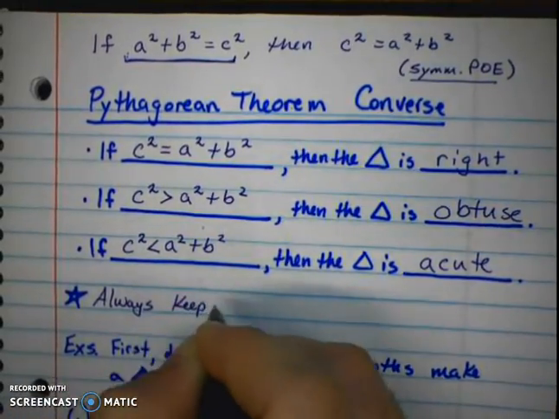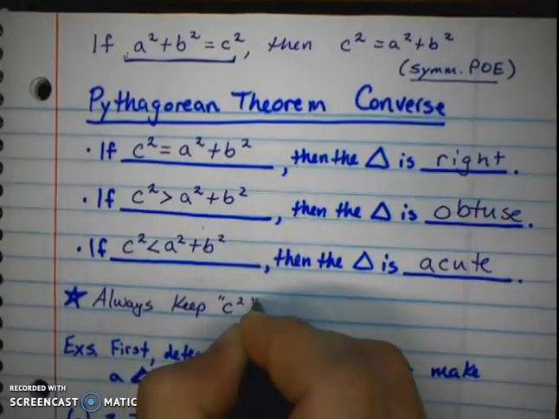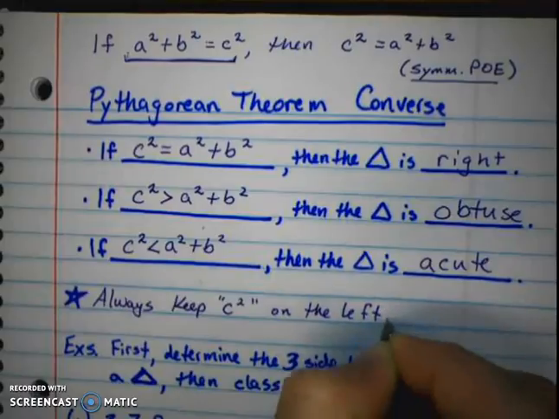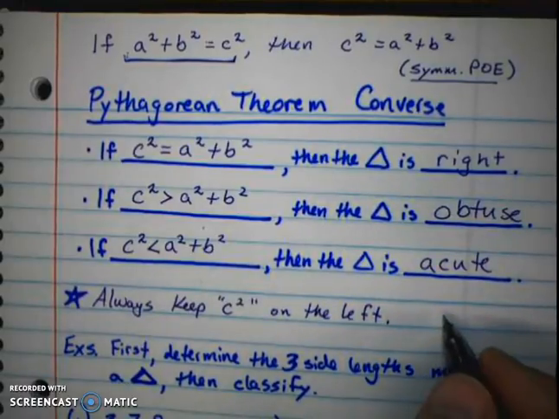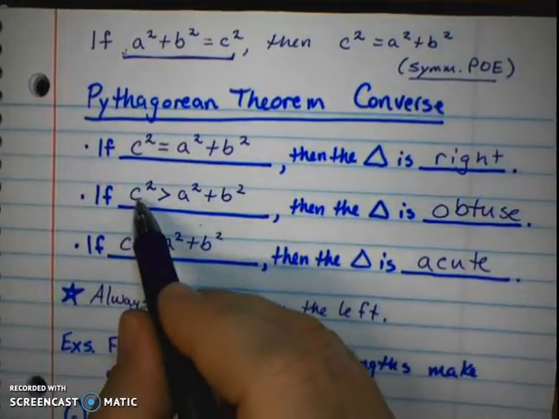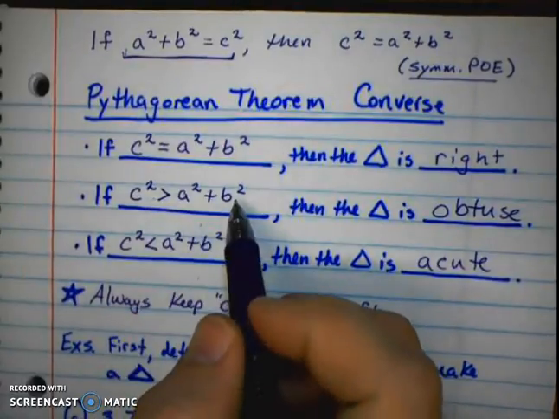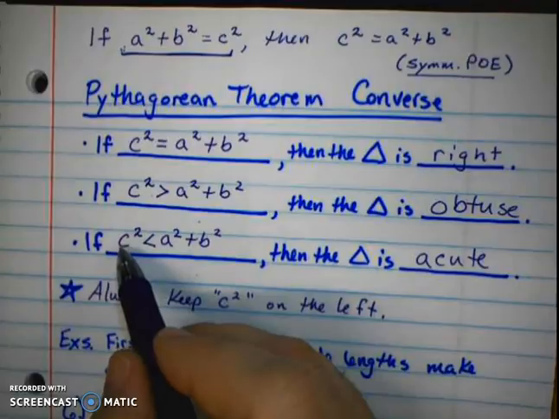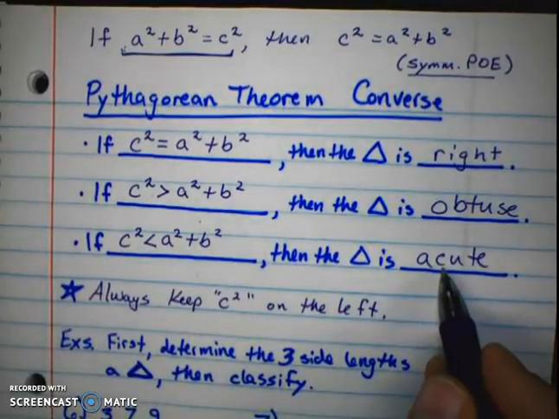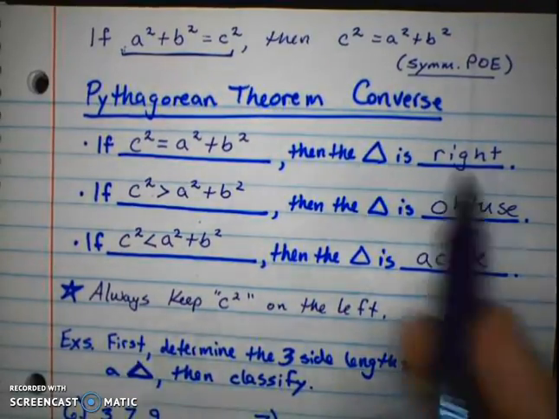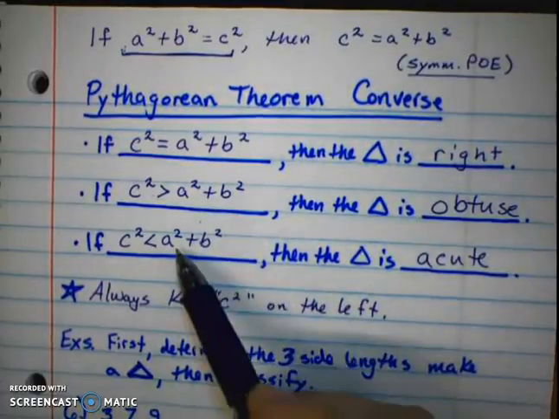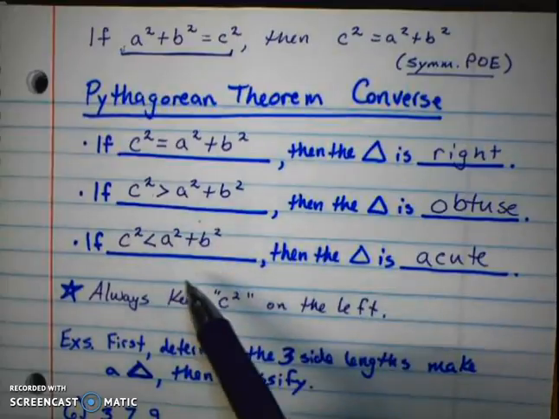Always keep c squared on the left. And the reason we do that is to avoid confusion when you're classifying, because if you get something greater than the other two, greater means obtuse. And that way if you get something less than the other two, less means acute. Okay? So we're going off of whether it's greater than 90 as an obtuse or less than 90 for acute. So we can keep that matched up this way.